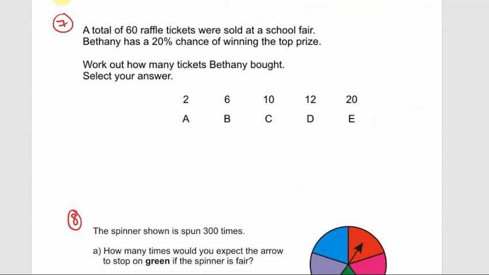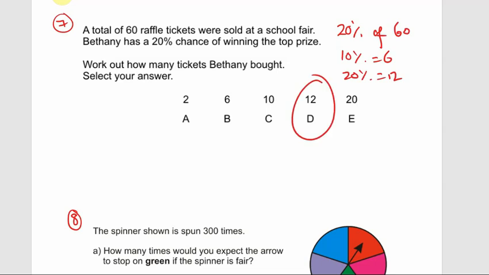A total of 60 raffle tickets were sold at a school fair. Bethany has a 20% chance of winning the top prize. How many tickets must she buy? Well, if we find 20% of 60, that's going to be the amount of tickets she's got to have a 20% chance of winning. So 10% equals 6, so 20% equals 12, so 12 tickets she must have bought to have 20% of all the tickets.